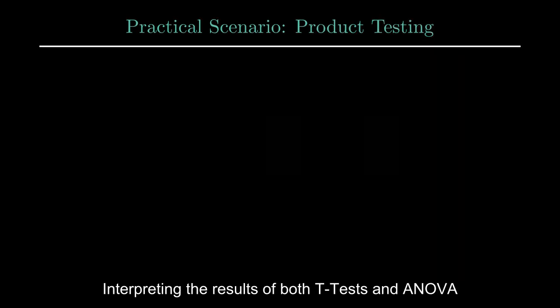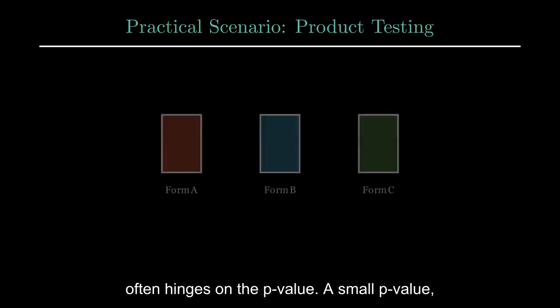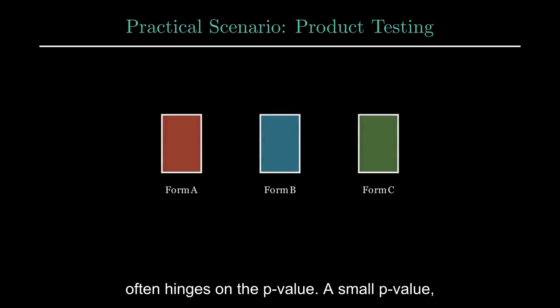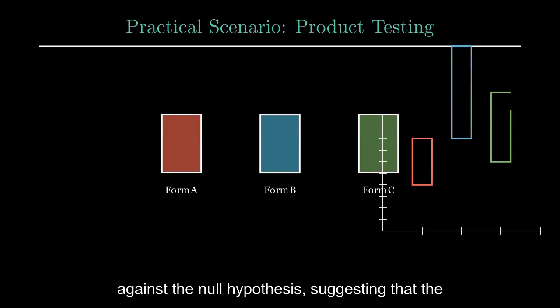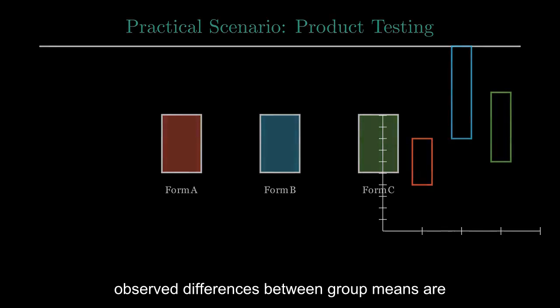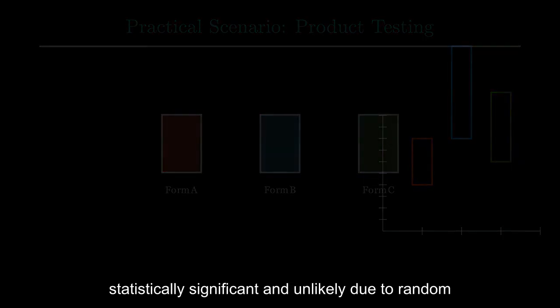Interpreting the results of both T-tests and ANOVA often hinges on the p-value. A small p-value, typically less than 0.05, indicates strong evidence against the null hypothesis, suggesting that the observed differences between group means are statistically significant and unlikely due to random chance. If your ANOVA is significant, you would typically follow up with post-hoc tests to pinpoint exactly which groups differ.